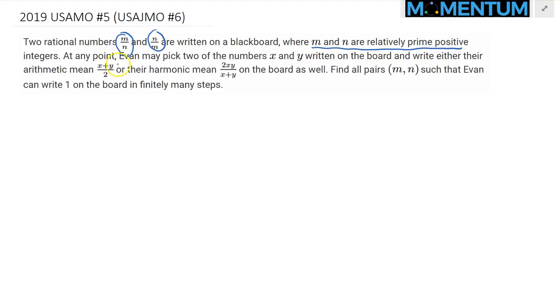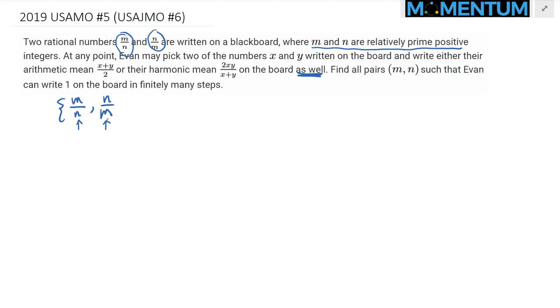At any point, Evan may pick two of the numbers, x and y, written on the board at that time, and write either their arithmetic mean or their harmonic mean on the board as well. So you keep extending your set. You start with a set which consists of two numbers, m over n and n over m. Obviously, because they are relatively prime, one of them will be less than 1, the other one greater than 1.